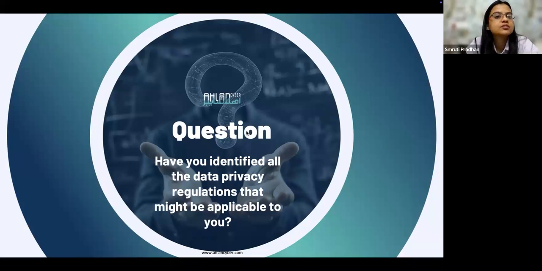The polling question is, have you identified all the data privacy regulations that might be applicable to you? Now, why have we asked this question? The basis of this question is that today we know there are a lot of organizations within the kingdom who have a global footprint as well.